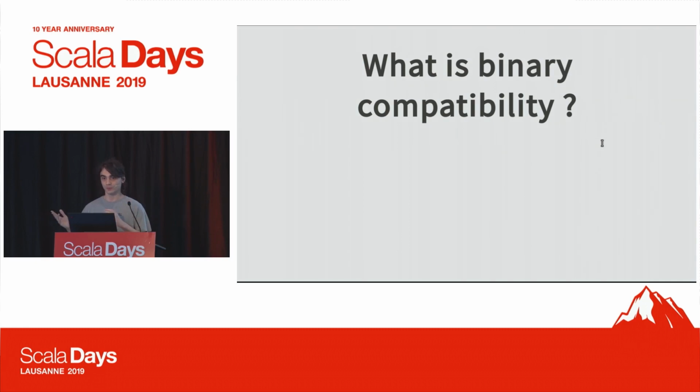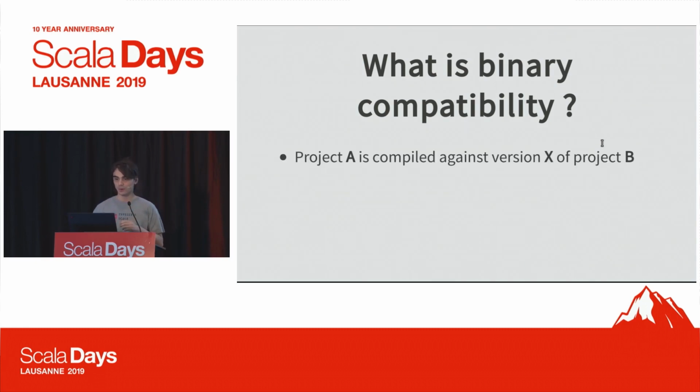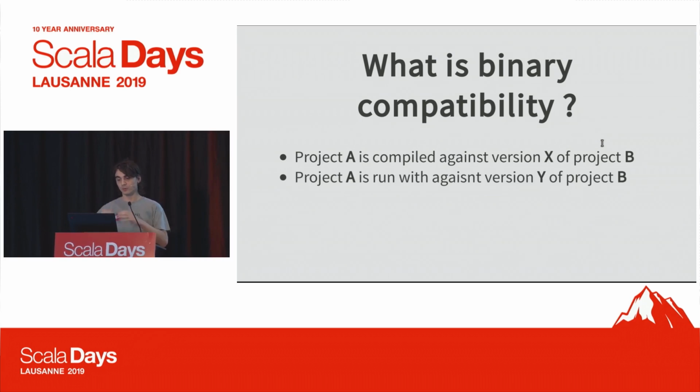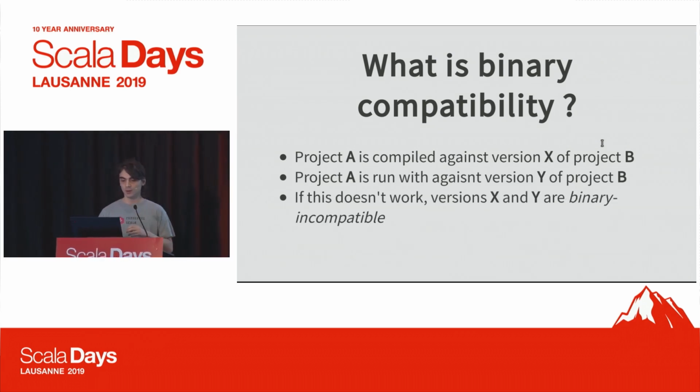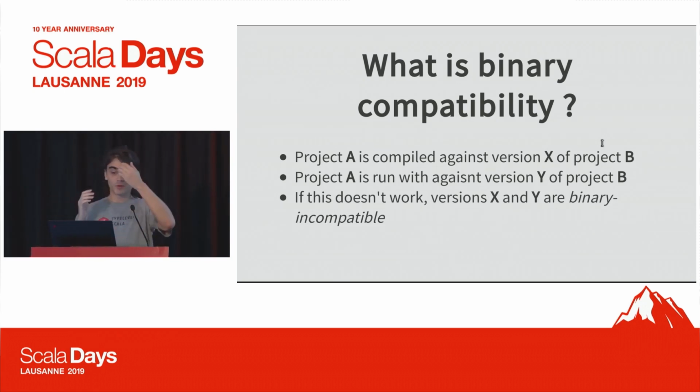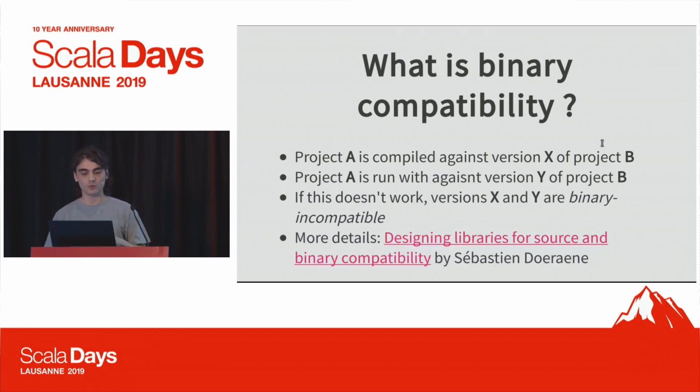So to explain that, first I need to explain what binary compatibility is. So in a very big nutshell, imagine I have a project A, which is compiled against some specific version X of project B. And then I want to run this project with a different version of project B. And if it doesn't work, where it doesn't work usually means like crash at runtime, then we say that X and Y are binary incompatible. And if you want more details, you should go see this awesome talk, which is on YouTube by Sebastian, about how to design libraries for source and binary compatibility.